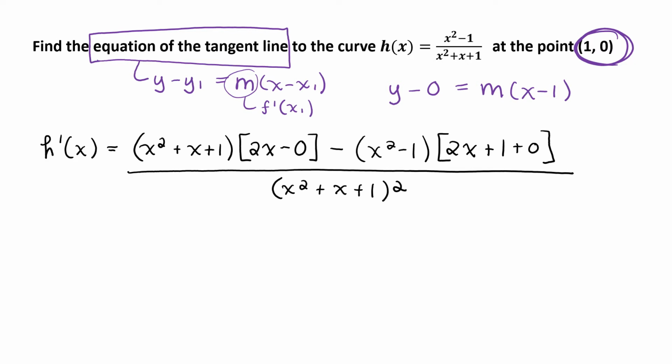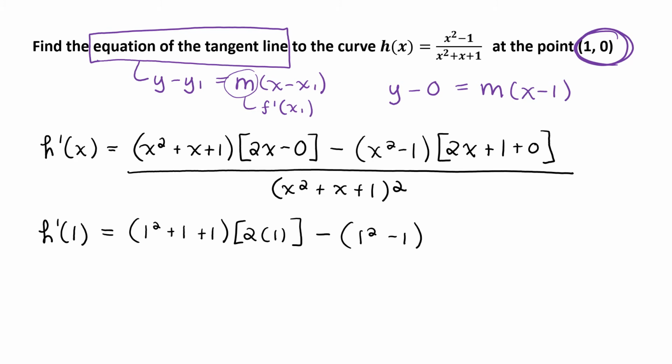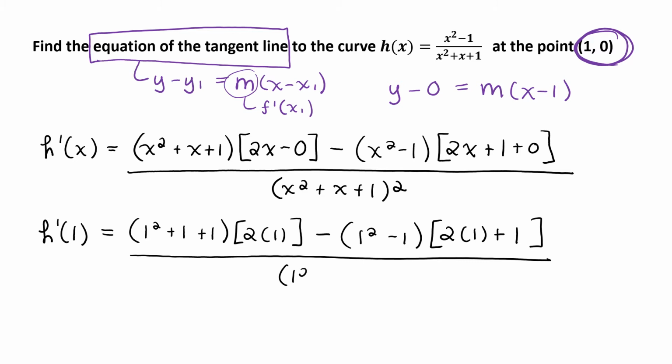And then we need to find h prime of 1. So we'll substitute 1 in for x now. So we have 1 squared plus 1 times 2 times 1 plus 0, or minus 0. Not that that makes too much of a difference. Minus 1 squared minus 1 times 2 times 1 plus 1 plus 0. All over 1 squared plus 1 squared.